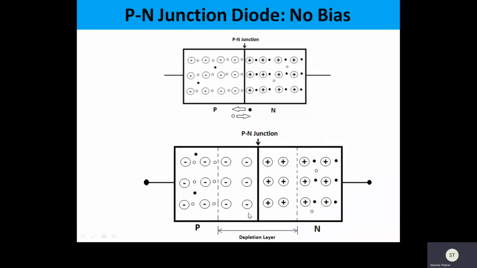The minus wall is created here in the p-type material near the junction, and the positive wall is created here in the n-type material near the junction. So this minus on the left side and the plus on the n side is making the electric field, and this particular voltage is called the potential barrier voltage.